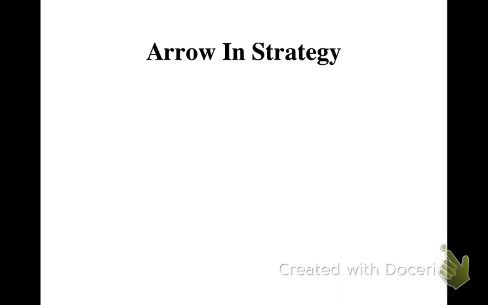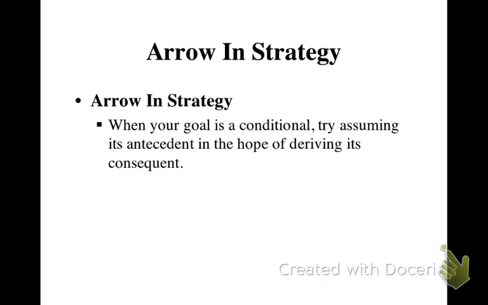This video will explain the arrow-in strategy. The arrow-in strategy says, when your goal is a conditional, try assuming its antecedent in the hope of deriving its consequent. I will illustrate this strategy with a proof.